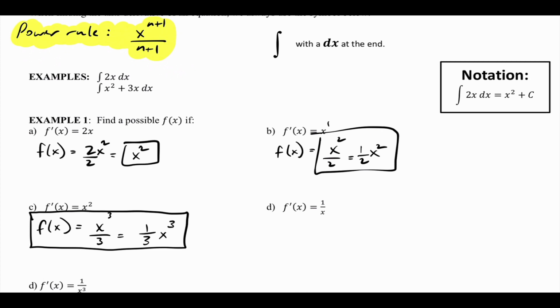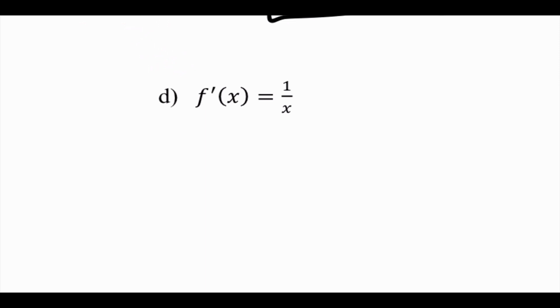Letter D. This is a fraction. Is there a way we can change that so I can use the power rule? X to the -1, right? X to the -1, because we don't have a quotient rule. That's the thing with antiderivatives. There's no quotient rule. There's no product rule. There's a lot fewer rules, which is nice, but you have to make the rules that you do have work. So change it to the -1.